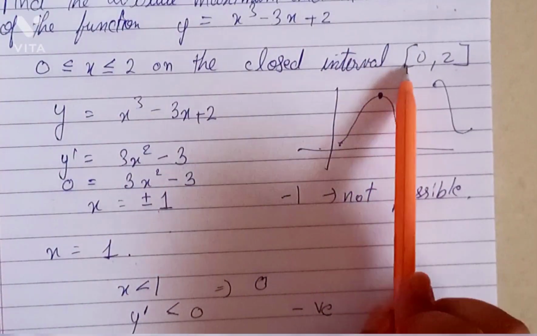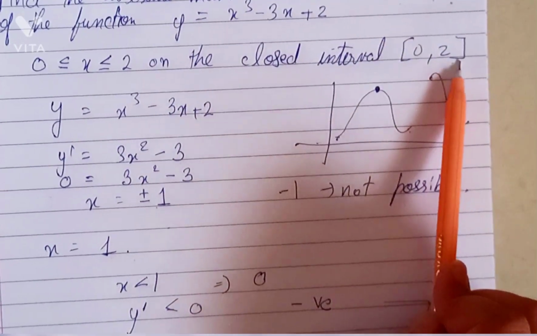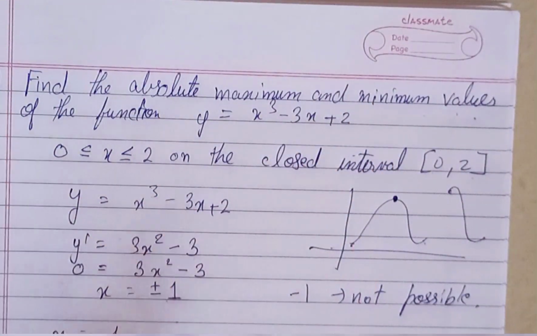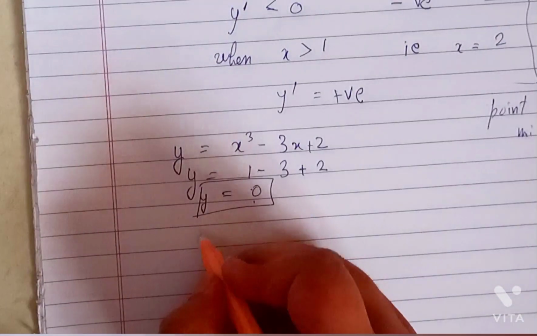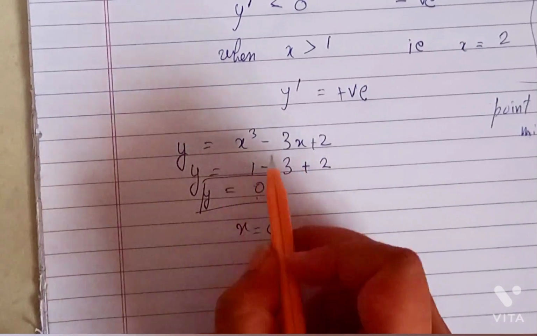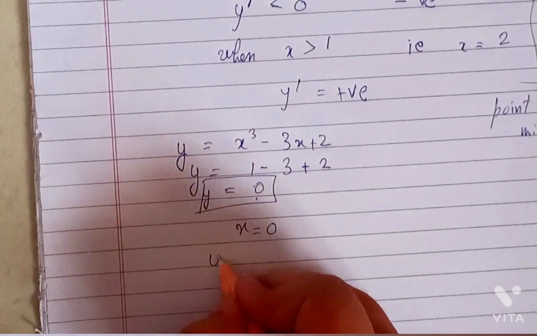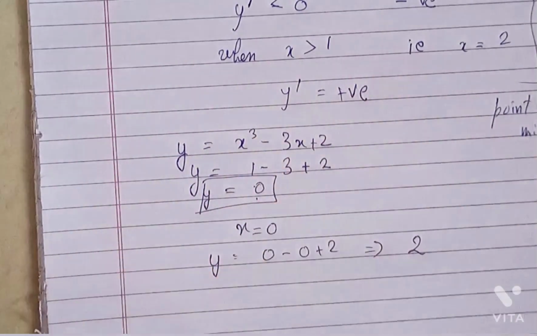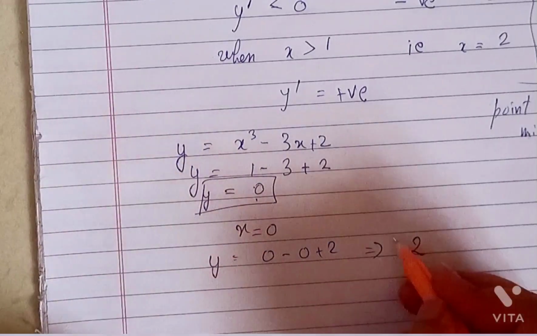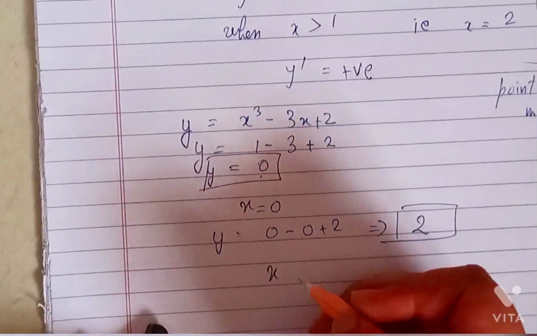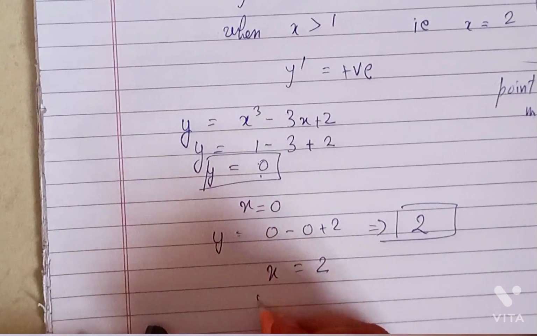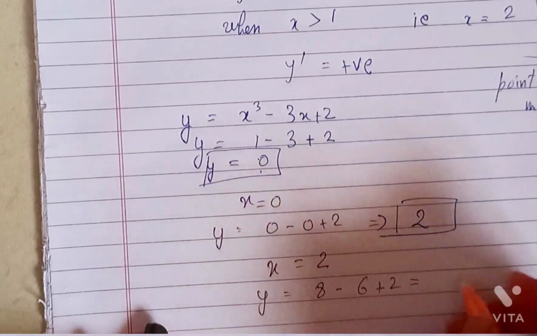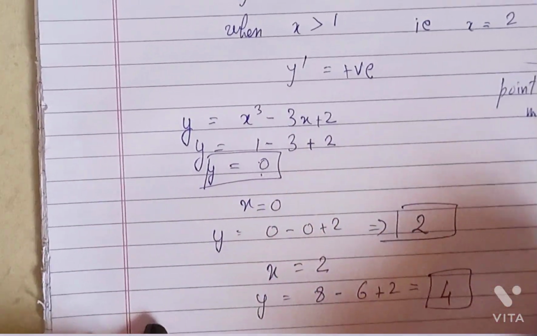Now we'll check on the end points, that is 0 and 2. Just put these 0 and 2 values in y and you'll get to know directly. So when x equals 0, y will be equal to 0 minus 0 plus 2, which is 2. Secondly, x equals 2: you'll get 8 minus 6 plus 2, that is 4. So these all are the points.